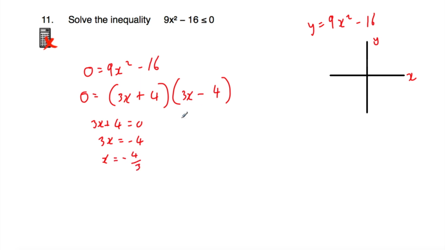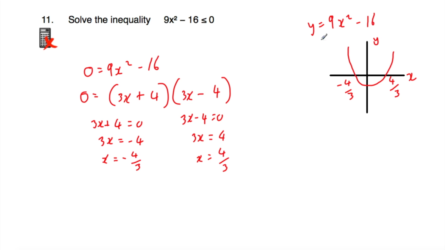Now let's look at this bracket. We'd have 3x minus 4 is equal to 0. Add 4 to both sides, so we get 3x is equal to 4. Divide by 3, and we get x is equal to 4 thirds. So that means this quadratic graph will cross the x-axis at minus 4 thirds and 4 thirds. So it's going to look something like this: minus 4 thirds and 4 thirds.